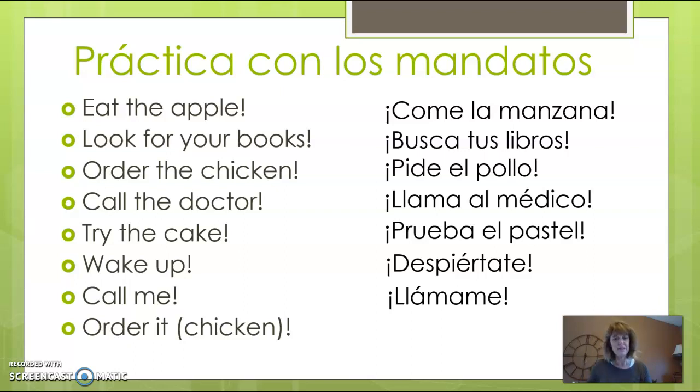Order it, not order the chicken. Okay, we had pide el pollo, but now we're going to take out the chicken, replace it with an it, and it becomes pídelo.